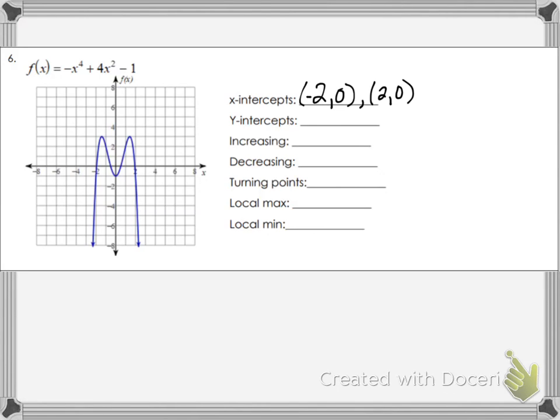There's a way we can check this with our graphing calculators. So turn your graphing calculators on. Go ahead and graph our function. Go to the y equals button. Clear out any equations that are there. And then go to your first equation and type in -x to the 4th plus 4x squared minus 1.